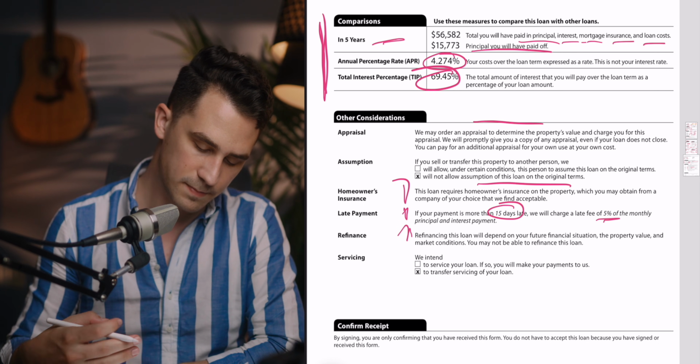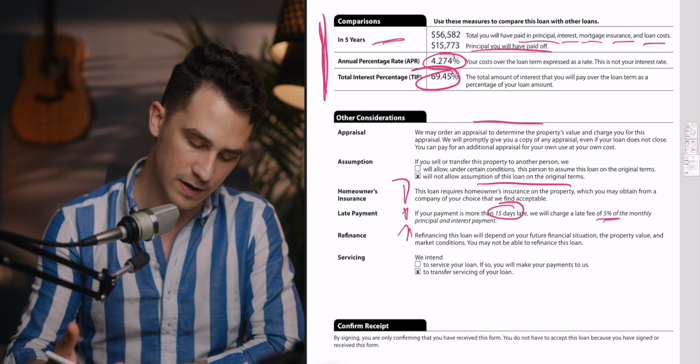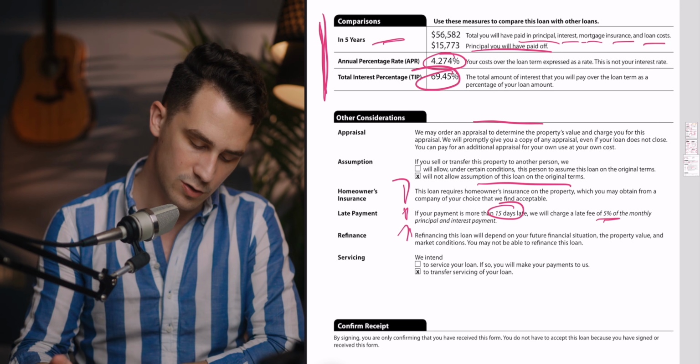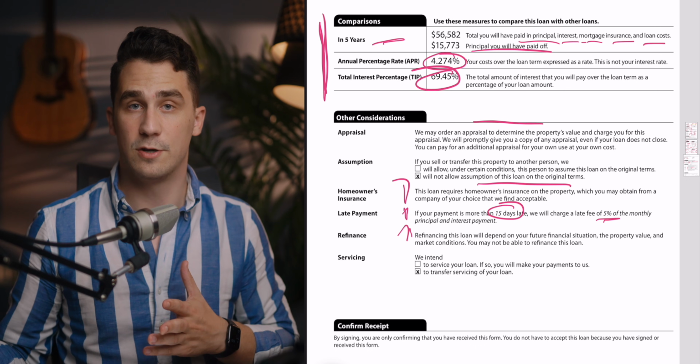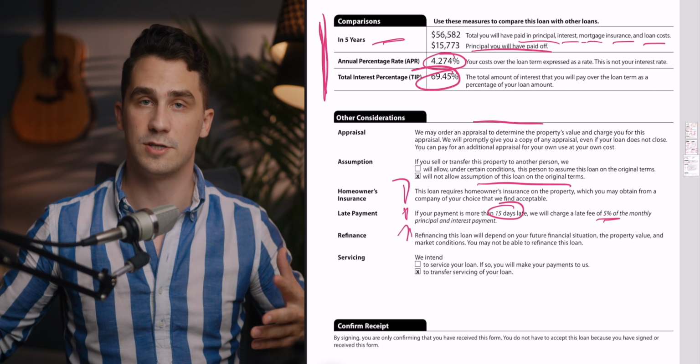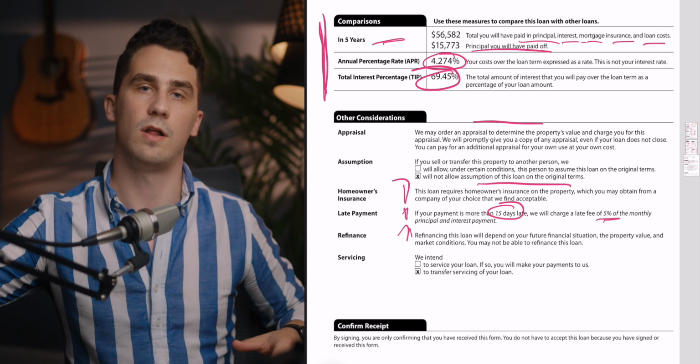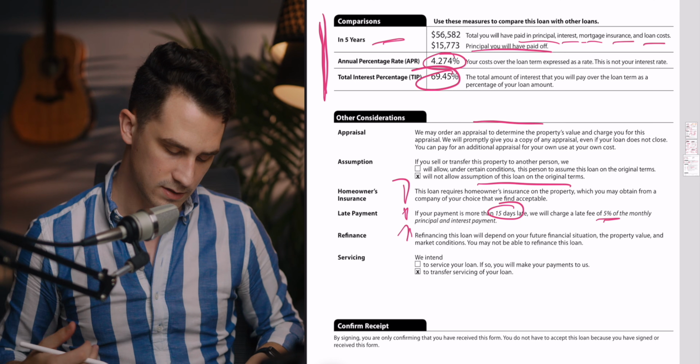Refinancing this loan will depend on your future financial situation, property value, and market conditions. You may not be able to refinance this loan. This is basically just saying, hey, when you do get a refinance, it's not just an automatic thing. We're not just going to give you a lower rate. You do have to requalify for a new loan in the future to get a refinance.